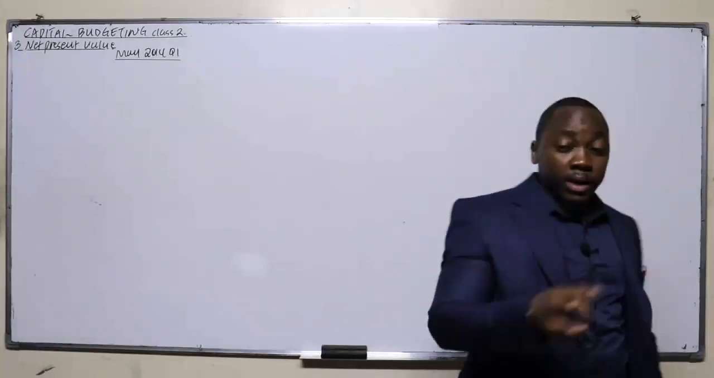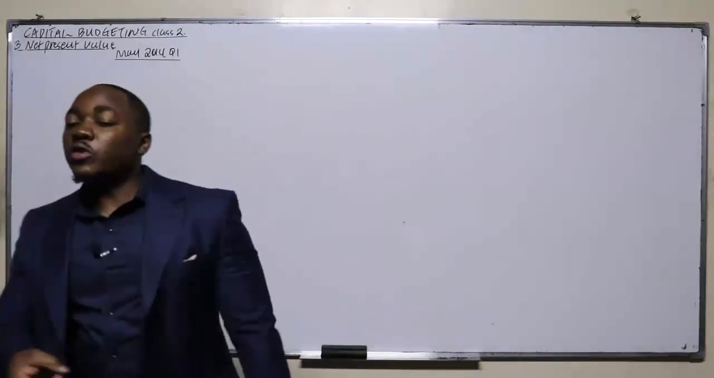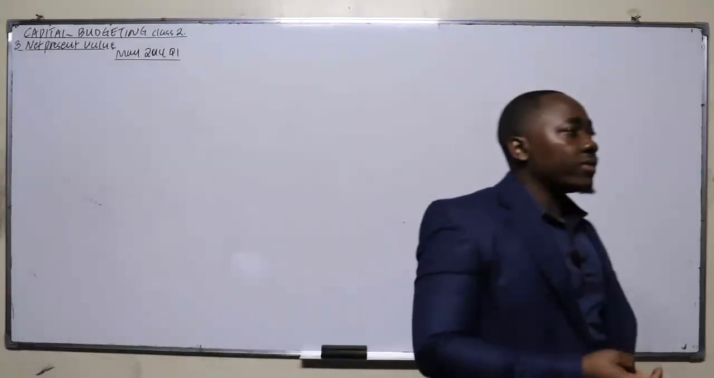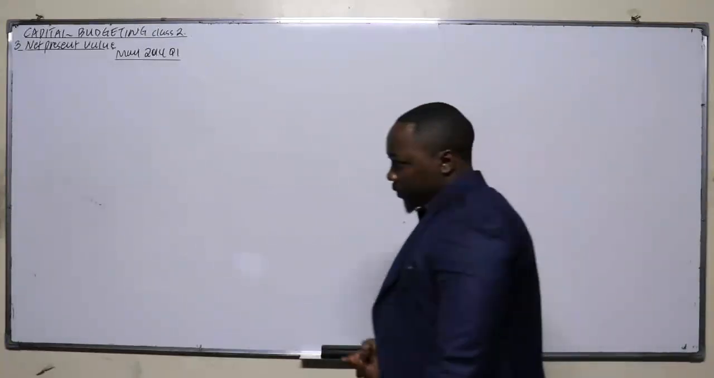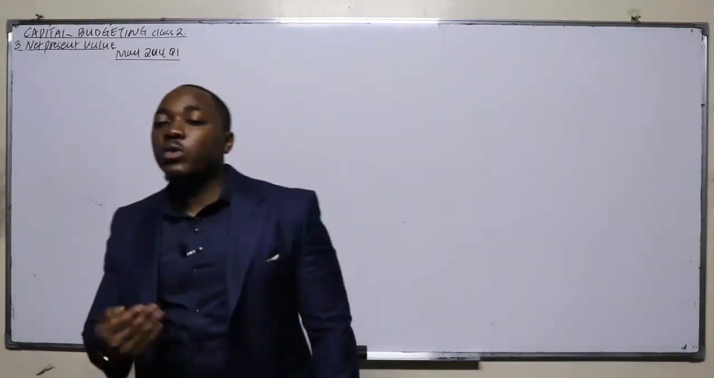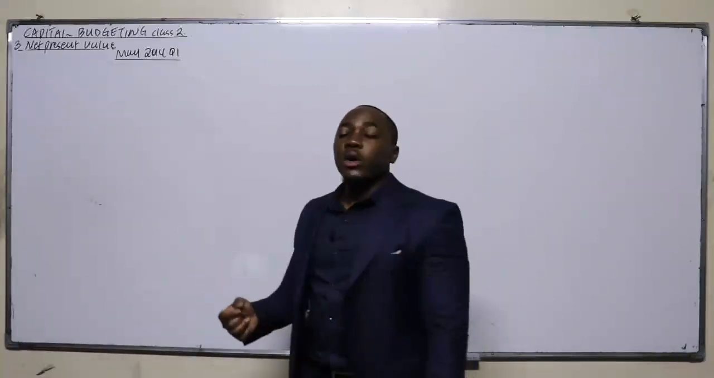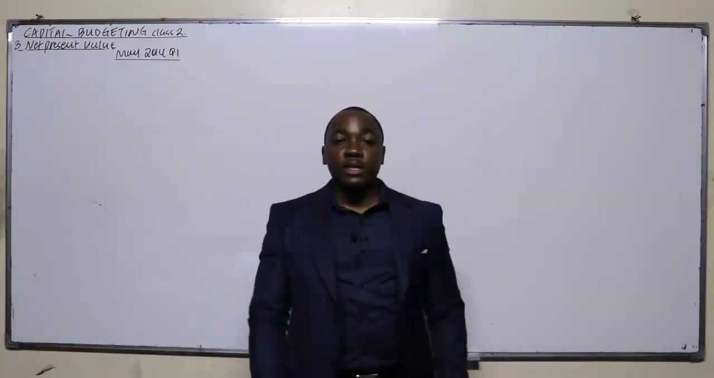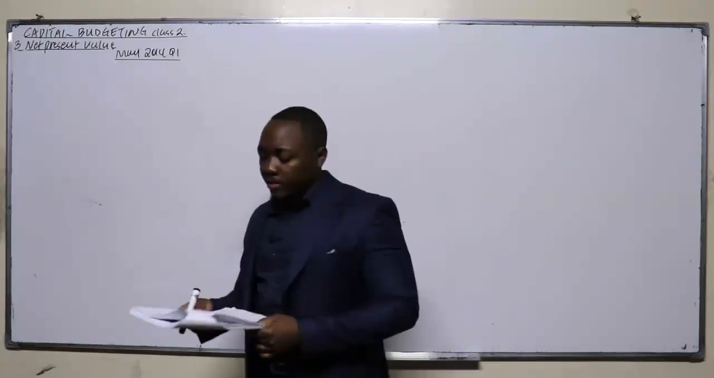Number one, it must take into consideration the time value of money. Also, it should use cash flows to evaluate. Number three, it should use all the cash flows. Number four, it should give a clear decision on whether to accept or reject a project. Number five, it should help in ranking the projects. That's what we indicated in our last session. Those are 8 marks.